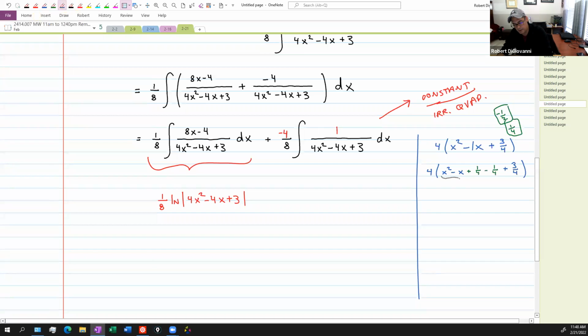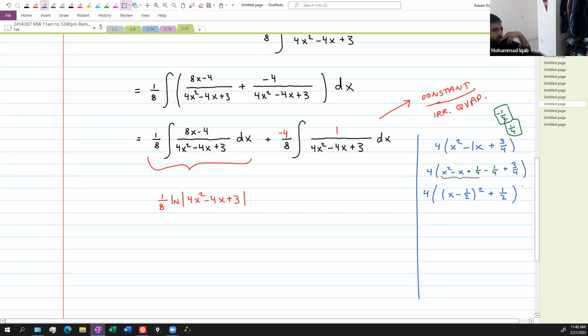And then here, still my 4 out here, that breaks down to be the x minus a half squared. And then when I put minus 1/4 and 3/4 together, I get 2/4, which is a half.